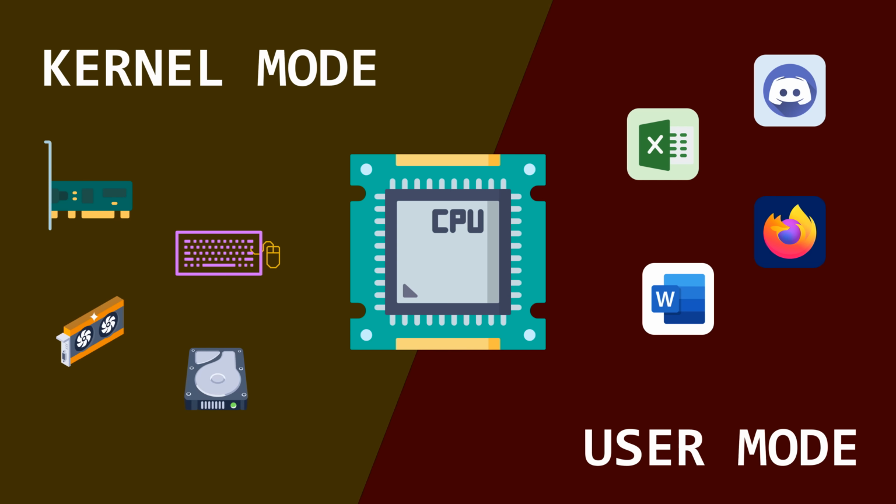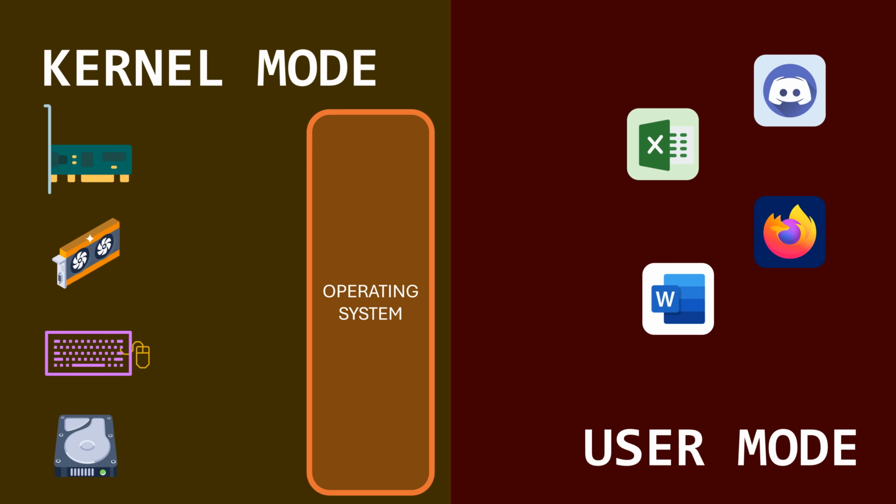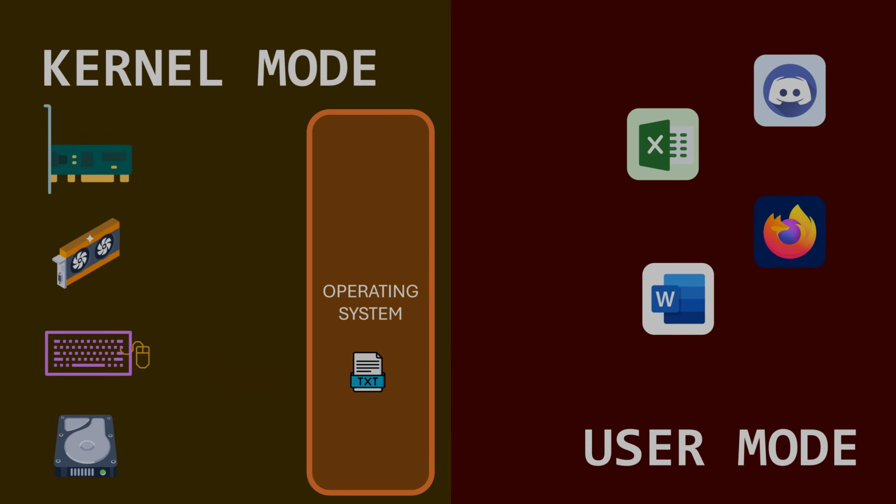The solution? Well, if a user program cannot manipulate hardware, it can request the operating system to do it on its behalf. For example, if a program needs to open a file and write to it, it calls a corresponding system function, requesting the operating system to handle tasks like locating the file on disk and writing to it. And that's exactly what system calls are.